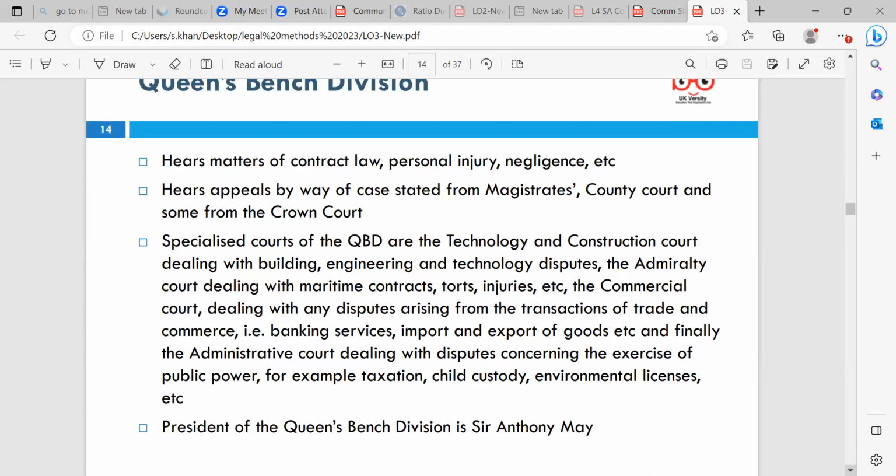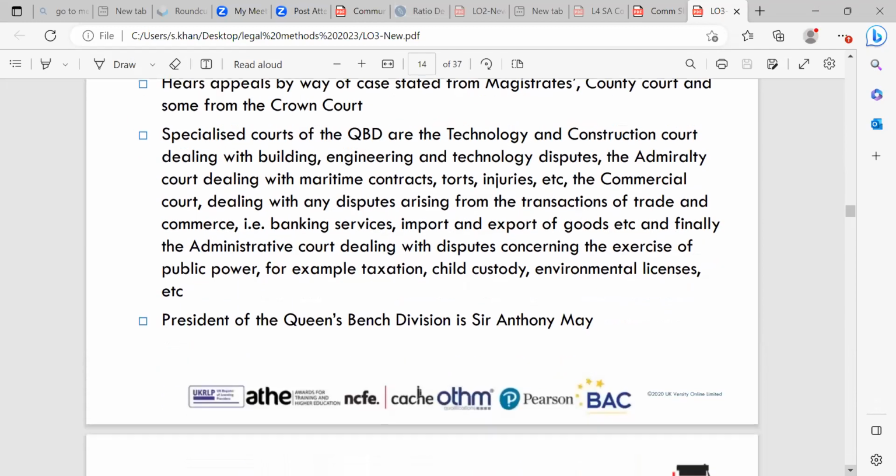Its specialised courts of the Queen's Bench Division are the Technology and Construction Court, dealing with building, engineering and technology disputes; the Admiralty Court, dealing with maritime contracts, torts, injuries, etc.; the Commercial Court, dealing with any disputes arising from the transactions of trade and commerce, i.e. banking services, import and export of goods, etc.; and finally, the Administrative Court, dealing with disputes concerning the exercise of public power, for example, taxation, child custody, environmental licenses, etc. The President of the Queen's Bench Division is Sir Anthony May.